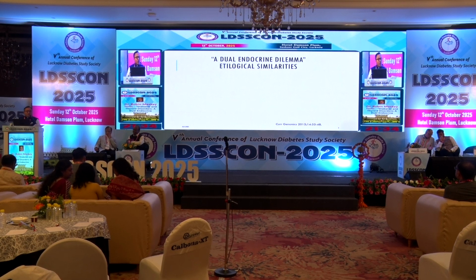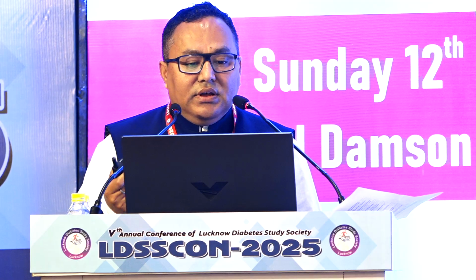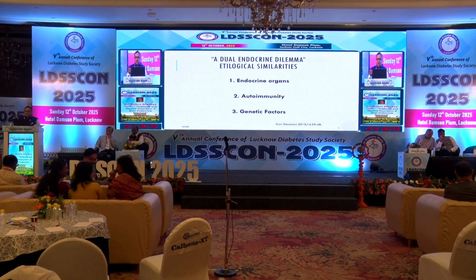Now the question comes: why is there a dual endocrine dilemma between diabetes and the thyroid gland? It is not really a dilemma, because these are similar organs. They have etiological similarity and similarity in various forms. Both are endocrine organs that secrete hormones. Autoimmunity and genetic factors are contributing factors for both endocrine glands and are responsible for the pathophysiological link. So they are linked pathophysiologically.